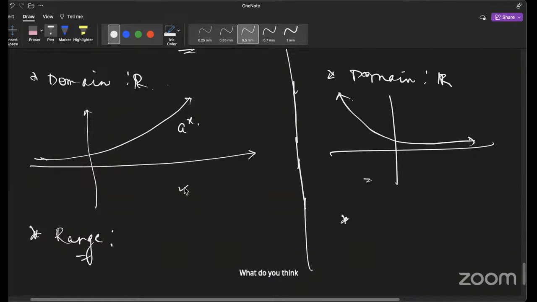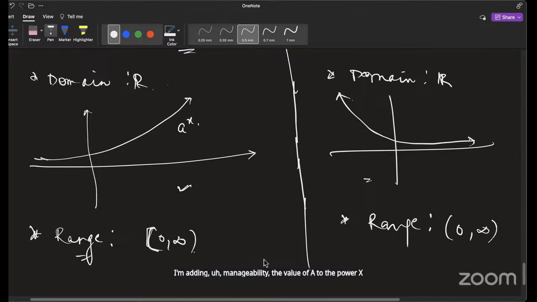Let's just come to the range. What do you think is the range of this thing? 0 to infinity. Zero not included, I guess. And this one? 0 not included. Ma'am, at minus infinity, the value of a to the power x is 0, no? It's not included. You're never attaining 0. Minus infinity is not a point in real numbers.